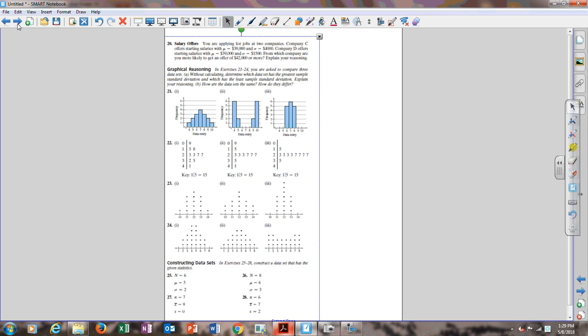The one that has the least sample standard deviation is going to be number 3, and that's because you have a bar on either side of the mean or the highest bar and nothing out further.